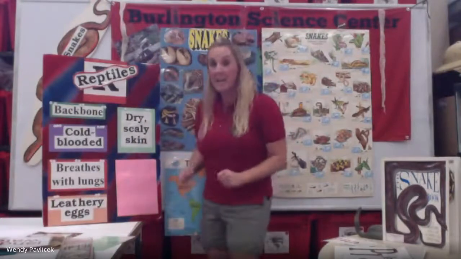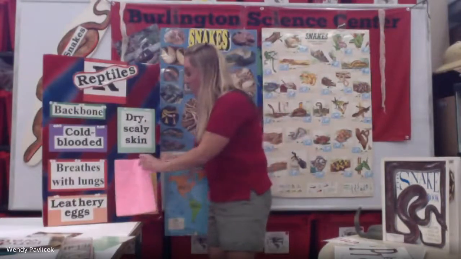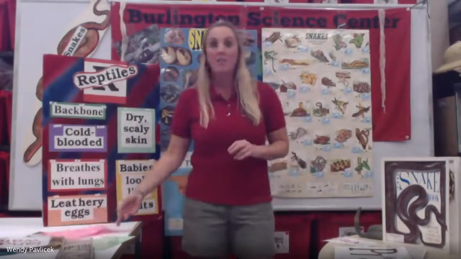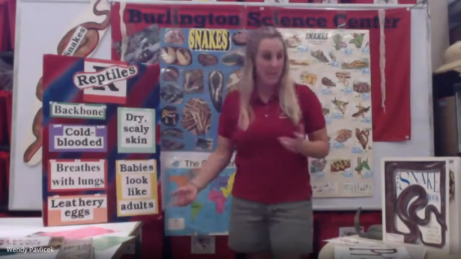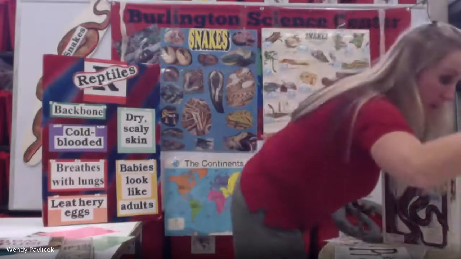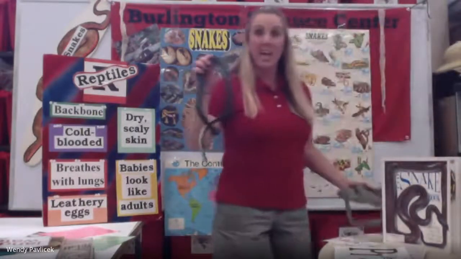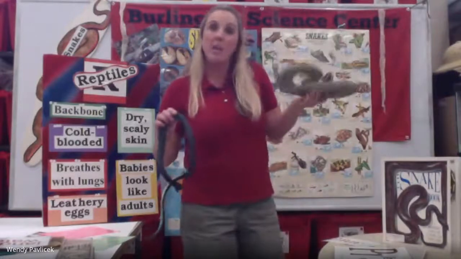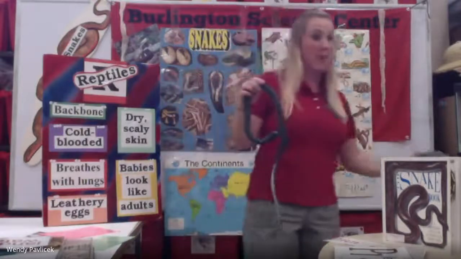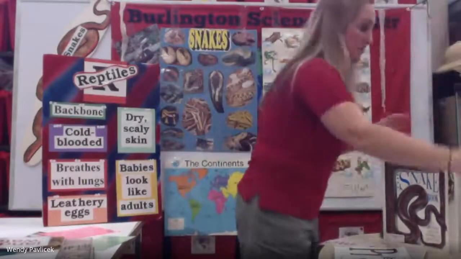And the last characteristic, we say their babies look like adults. And what that means is if you have a little baby snake, a small snake, the mom looks just like the baby. It's just a lot bigger. They don't change, so they look very similar to each other.